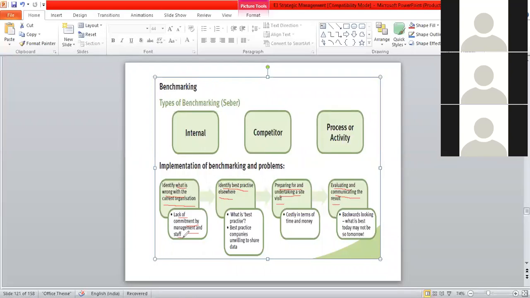Also, the whole activity of comparing the others with the best one is time taking and costly. Then it is backward looking: what is best today may not be so tomorrow. It is based on the actual performance, not about what can happen tomorrow. Whatever happened today, it is not necessary that it will repeat again.